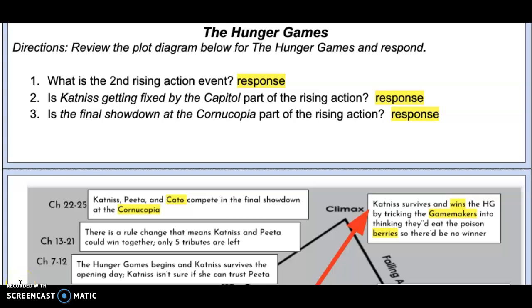Once you've completed this and turned it in, you can begin working on the mastery check.